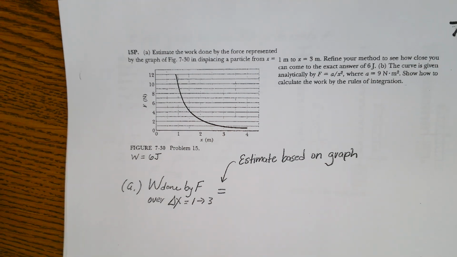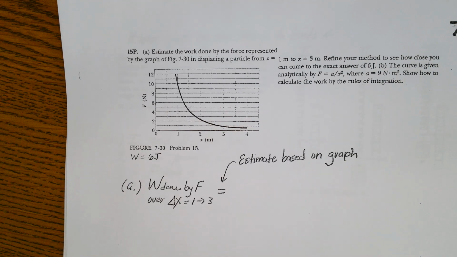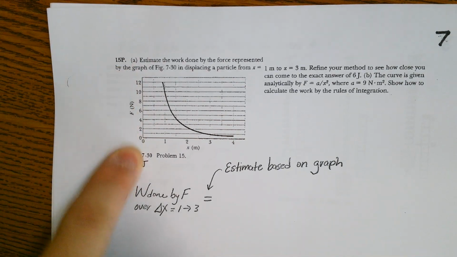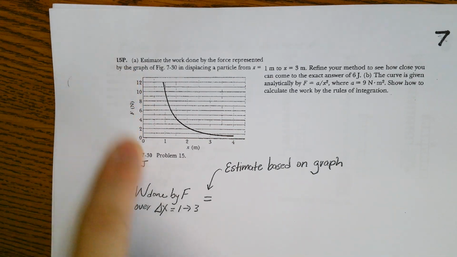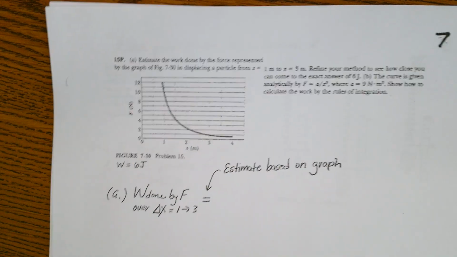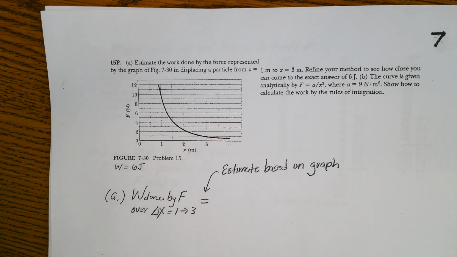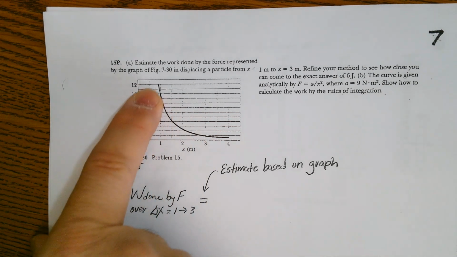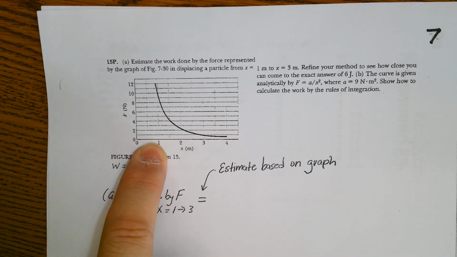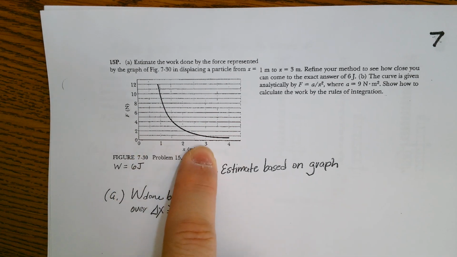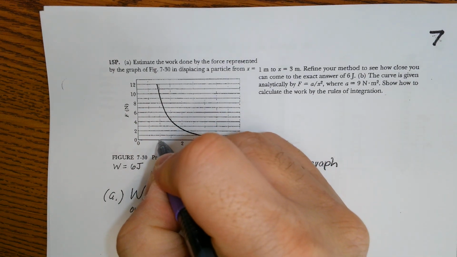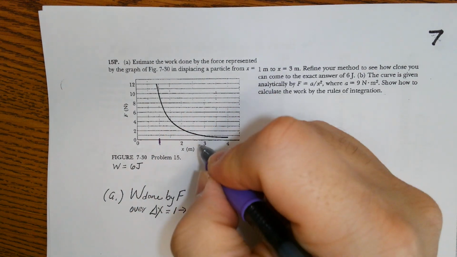All right. So here we have a graph of function force versus position, right? And then it says estimate the work done by the force represented by the graph that you see here, figure 7-30, in displacing a particle from x equals 1 to x equals 3. Okay, so we want to go from here to here.